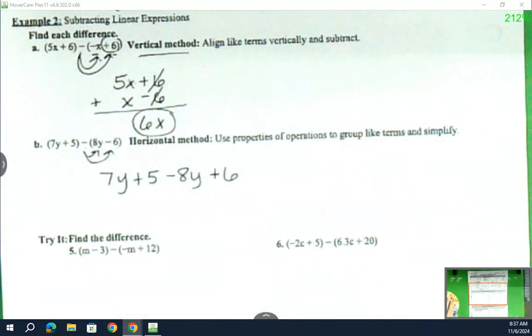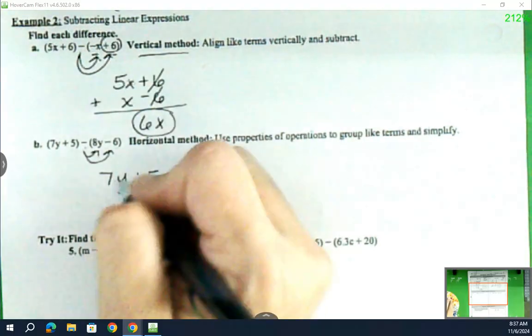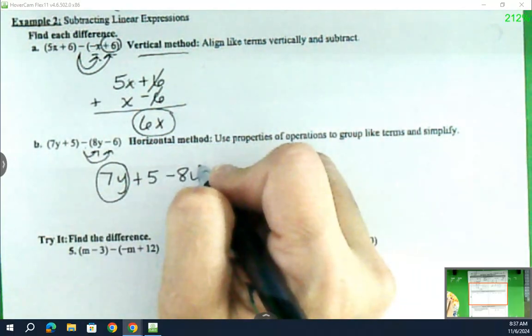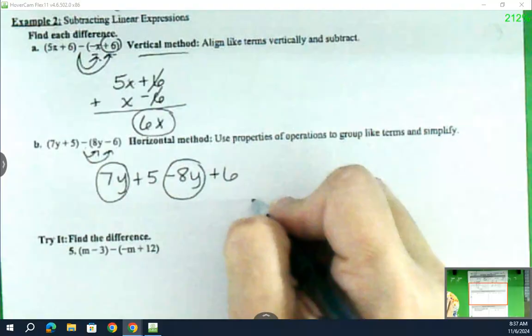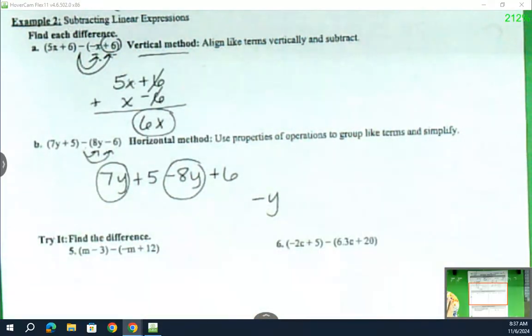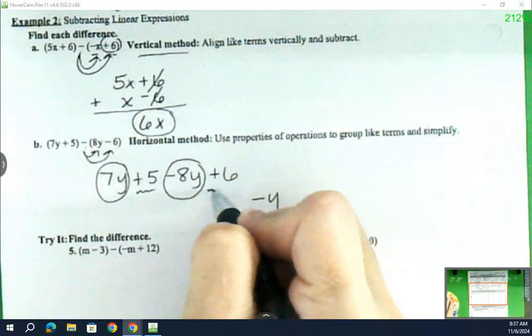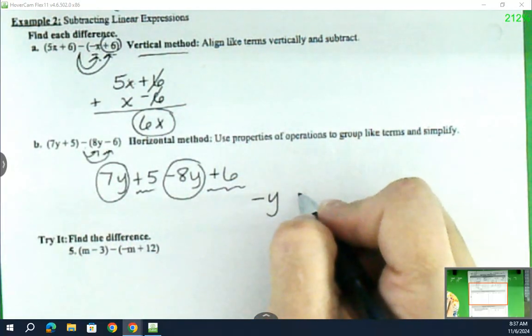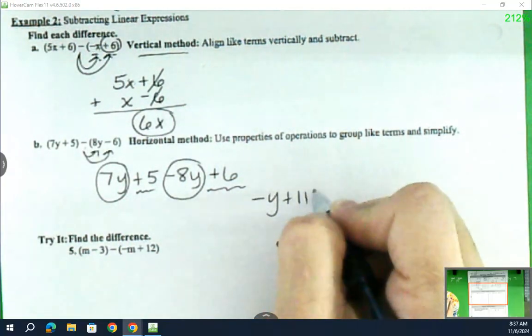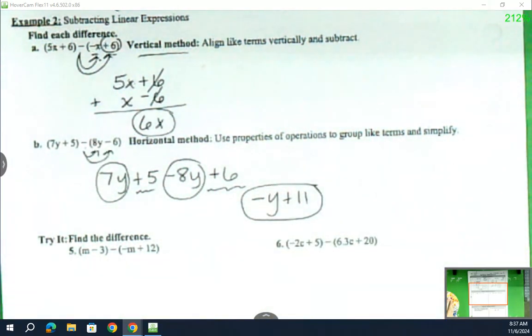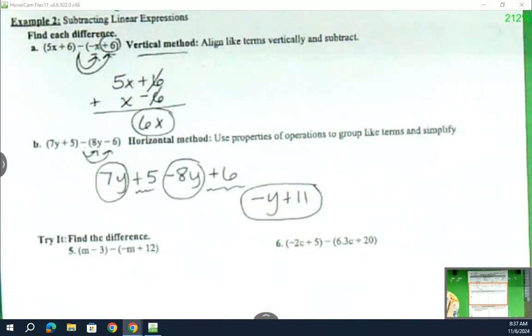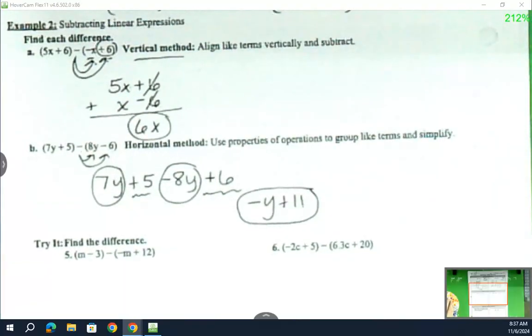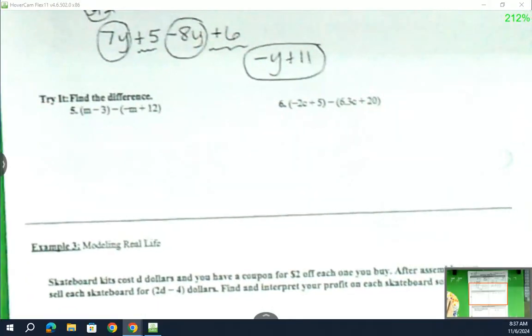Once we have that, we are combining like terms. We have a 7y and a minus 8y, which is going to be a minus 1y, or minus y, or negative y. And plus 5 plus 6 is altogether plus 11. So our answer there is negative y plus 11. You can pause this video and try the next two problems and then check with me.